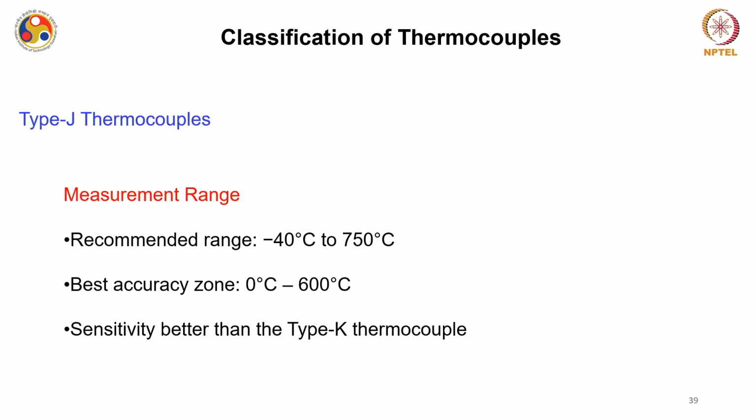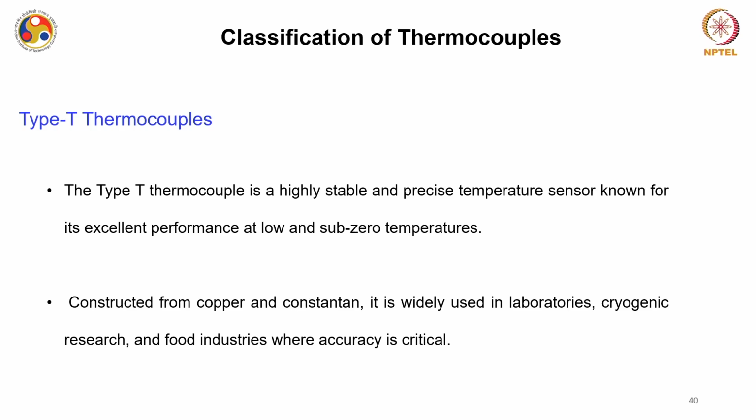which is a copper nickel alloy. The recommended measurement range for this type J thermocouple is around minus 40 degrees Celsius to 750 degrees Celsius, while the best accuracy zone is from 0 degrees Celsius to 600 degrees Celsius. Although the span is smaller as compared to the type K devices, the sensitivity of type J is better than type K thermocouples.